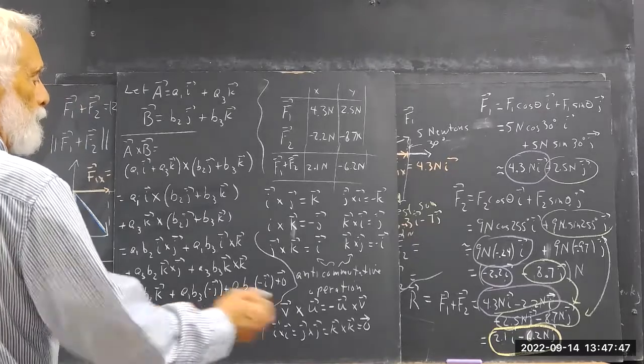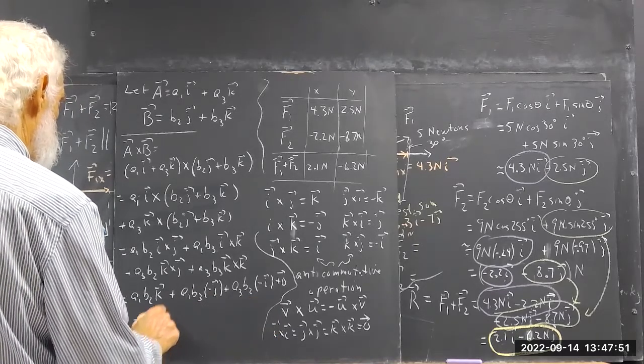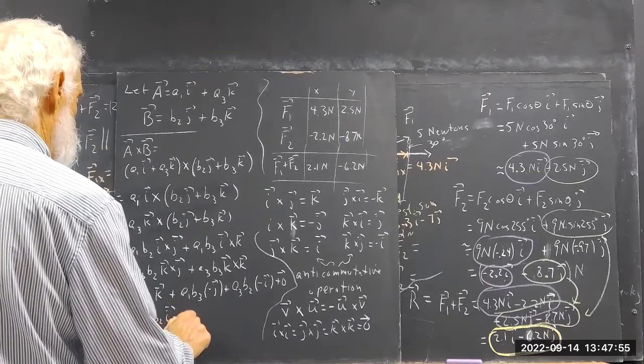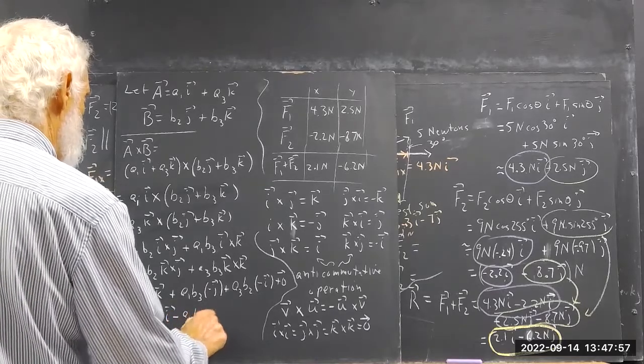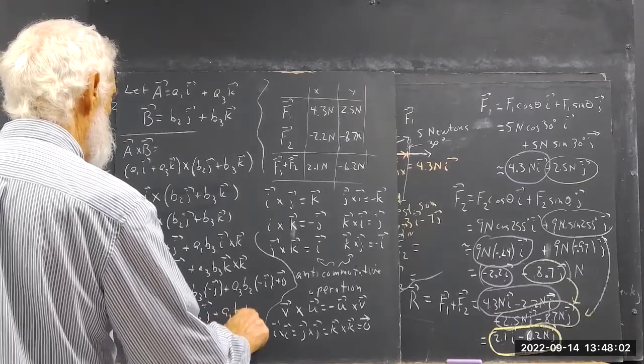Okay, so now if I put this in the order of I, J, and K, it's negative A3 B2 I minus A1 B3 J plus A1 B2 K.